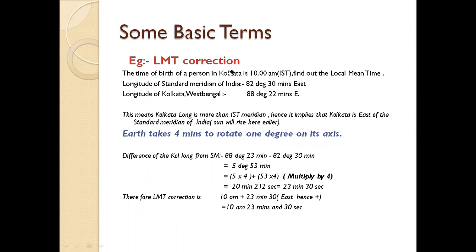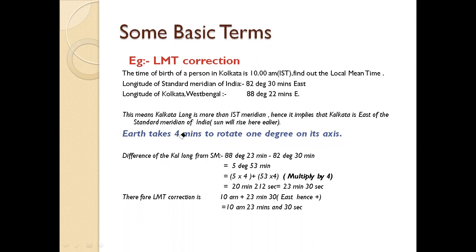So you see, a person is born at 10 a.m. in Calcutta, and he's trying to understand the actual time, because this 10 a.m. is IST. What we need is the longitude of the place where he is born, which is Calcutta, 88 degrees 22 minutes, and we have to calculate based on the standard meridian, the IST, the standard meridian of India, which is 82 degrees 30 minutes.